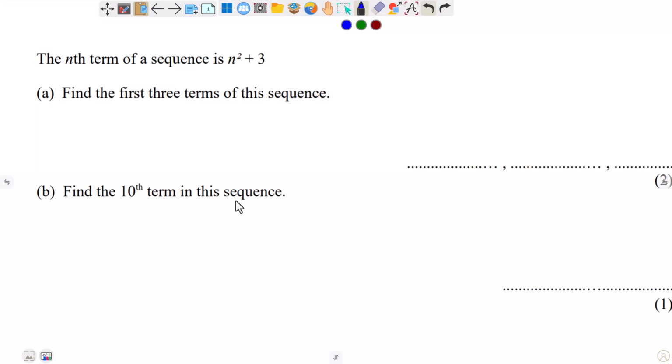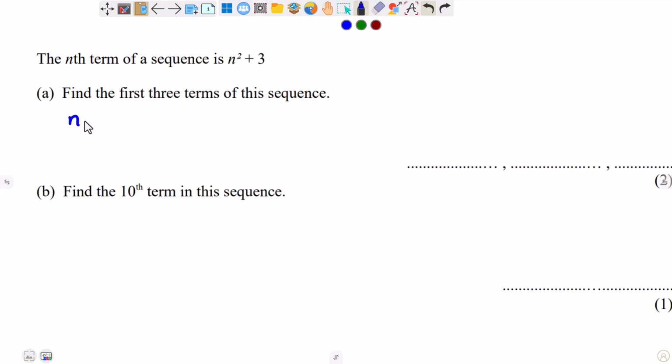All right, so we got the nth term of a sequence which is n squared plus 3, and we need to find the first 3 terms of the sequence. All right, so if you want to get this done, you need to know what the first term is, the second term, and the third term.